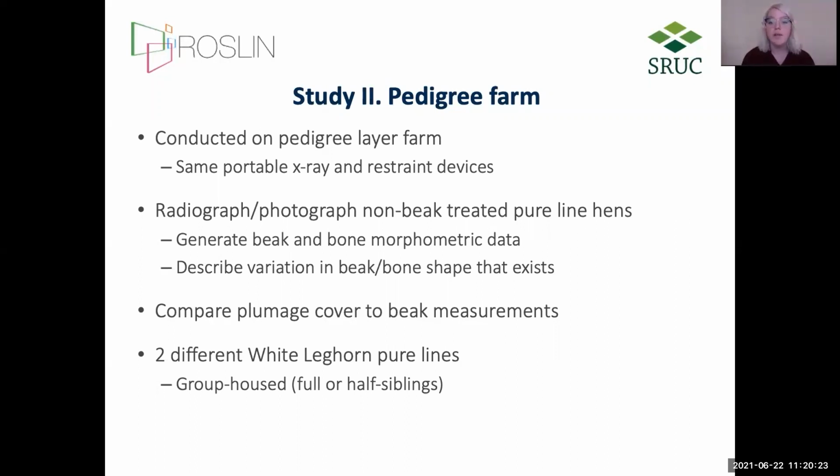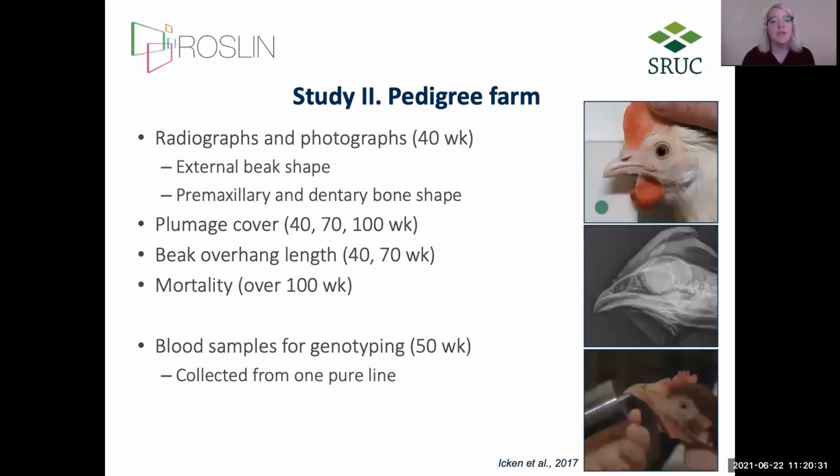And I also wanted to compare plumage cover to different beak measurements, and so I used 2 different white leghorn pure lines. So data collected included radiographs, photographs, plumage cover, beak overhang length, which is shown in the bottom picture, and mortality. And then blood was also collected for genotyping.